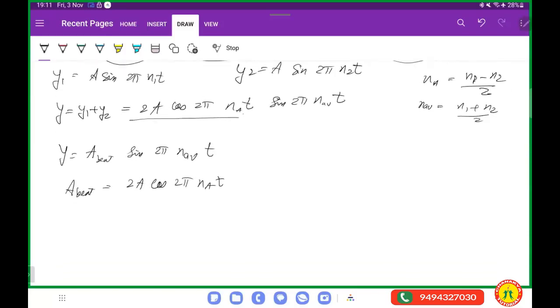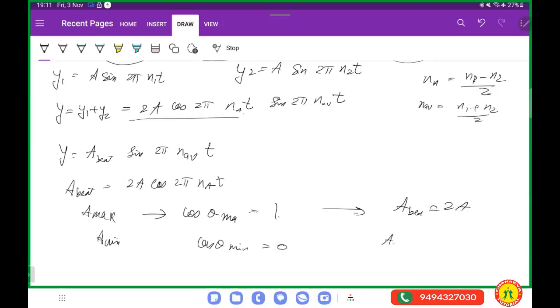For this one we can say A will be maximum when cos theta is maximum, sorry, 1. A will be minimum when cos theta is minimum, which is 0. So when it is like this, A for beat will be 2A. Then here A for beat will be 0. I'm just writing everything from here.